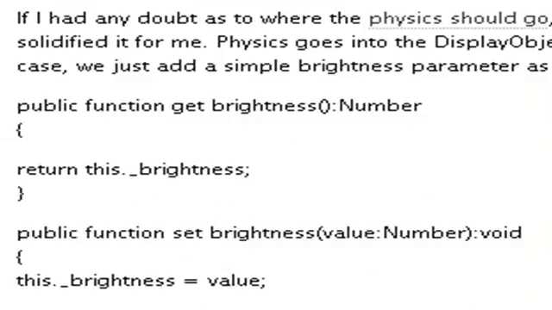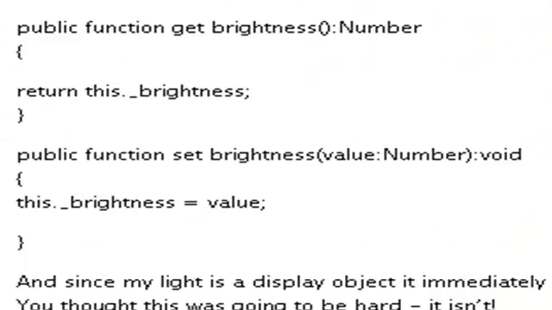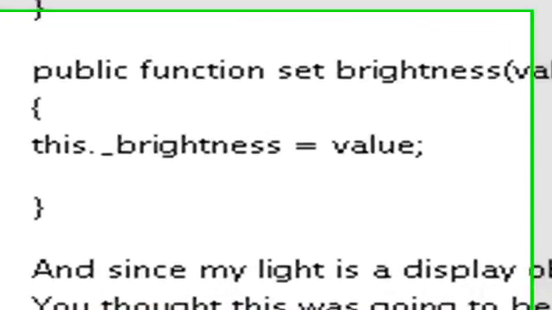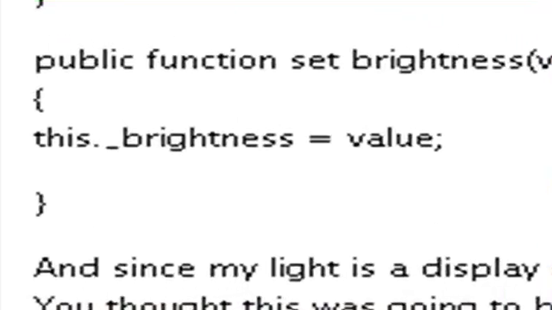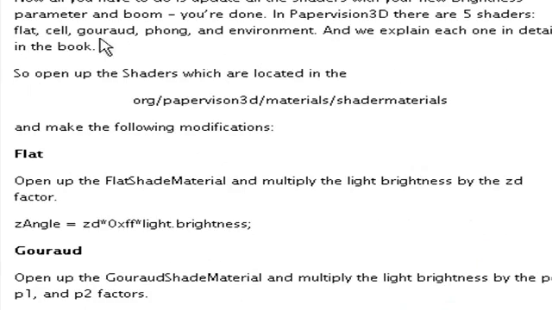Now, if you've ever wondered where the physics should go in Papervision, this really solidified it in my mind. The physics needs to go into the DisplayObject3D class. All you do is create a get function and a set function, and that's where you set your value of brightness. And since your light is a display object, it automatically comes into the parameter. Once you've done that, you have to change all the materials. Now there are five materials, as we said earlier: flat, cell, Gouraud, Phong, and environment.